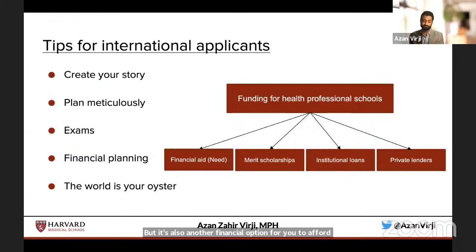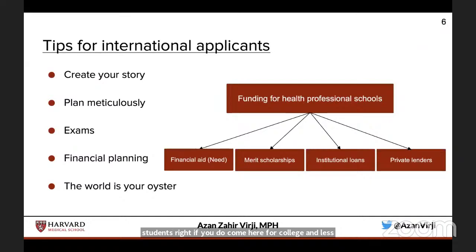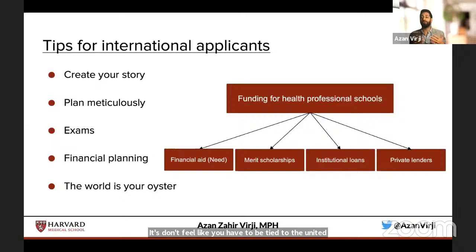And then the last tip that I want to bring up is that the world is your oyster. You're all international students, right? If you do come here for college, and let's say you're looking for a summer experience, don't feel like you have to be tied to the United States, right? You can go anywhere, really. You could go back home and do a summer experience there. You could go to one of your neighboring countries and do a summer experience there as well.